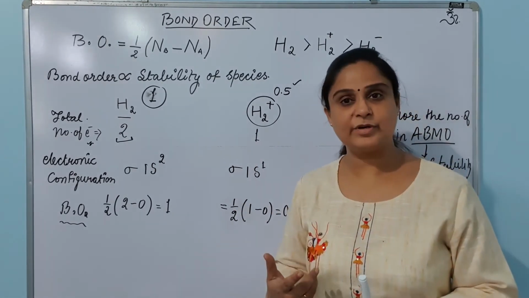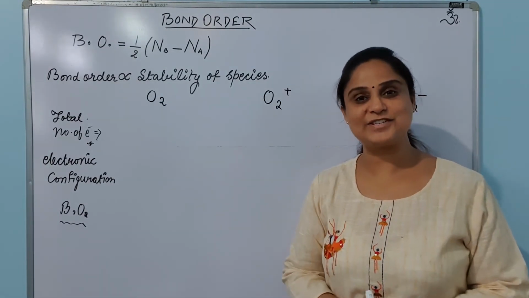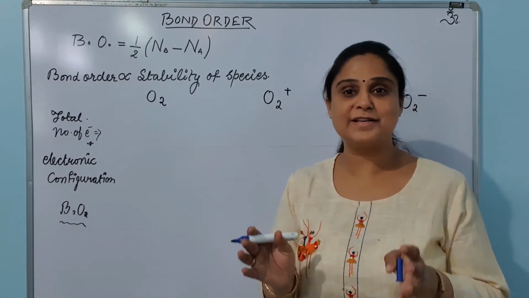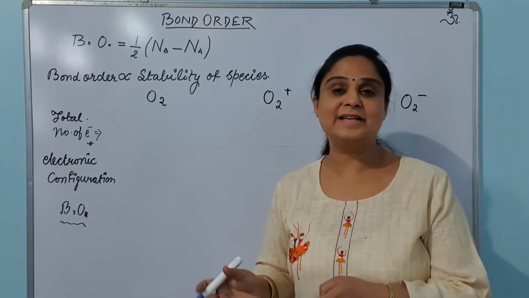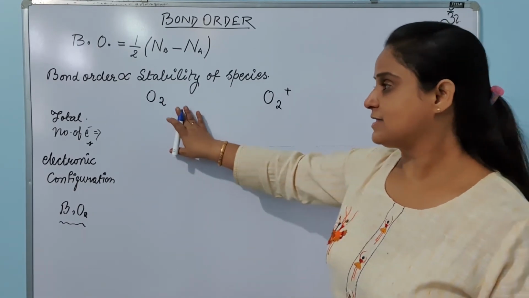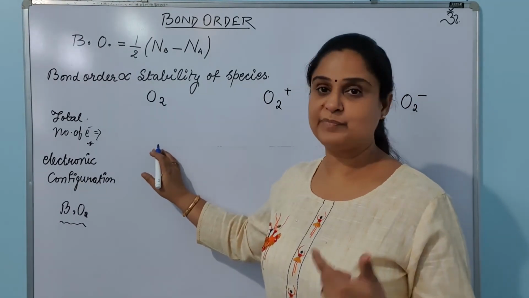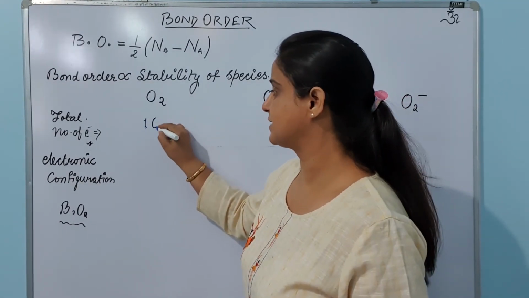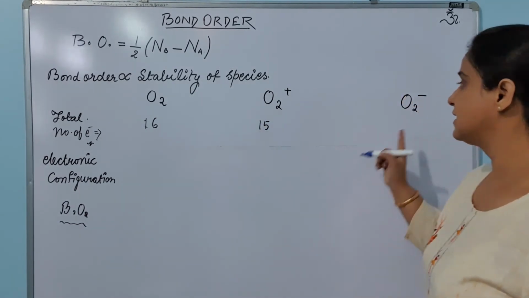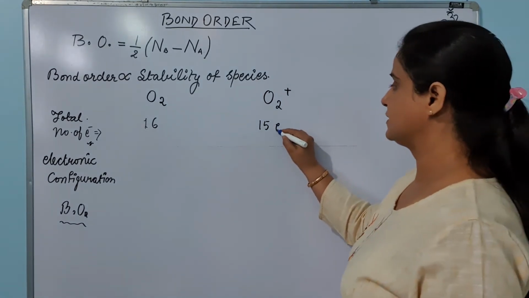Now let's see one example to make it more clear to you. Okay, let's see. Here we again have 3 species, that is the oxygen molecule, O2 plus and O2 minus, and we are going to arrange them in decreasing order of their stability, most stable to least stable. So let's count the total number of electrons in the oxygen molecule. 8 electrons in one atom, so the total number of electrons will be 16. Here you can see that one electron is already taken out, so it is a 15 electron species, and here one electron is given to it, so it becomes a 17 electron species.